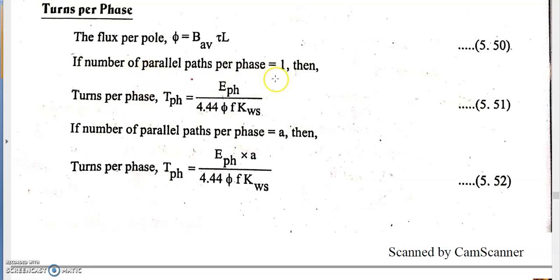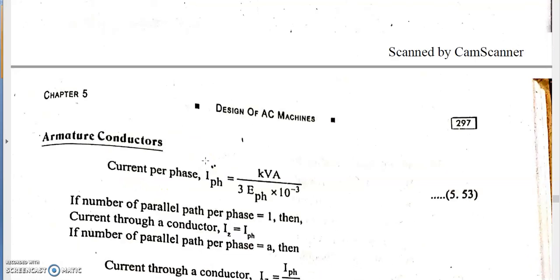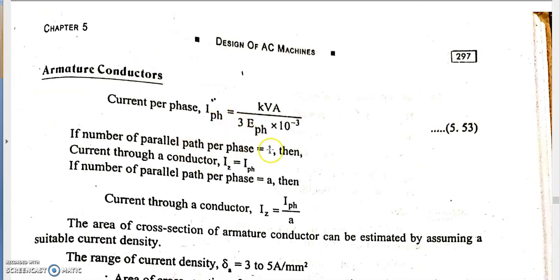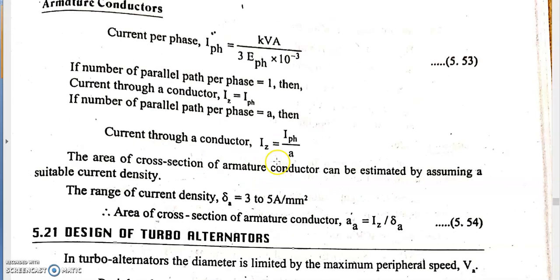Number of parallel paths is 1. If it is 1, then this is the EMF equation. Suppose if the number of parallel paths is A, it is E phase into A. So A times the number of turns will be increased in machines. So we have calculated the total number of turns, and then we will be calculating the current from the kVA equation. So I_Z will be equal to I phase if A is equal to 1, or otherwise I_Z is I phase by A.